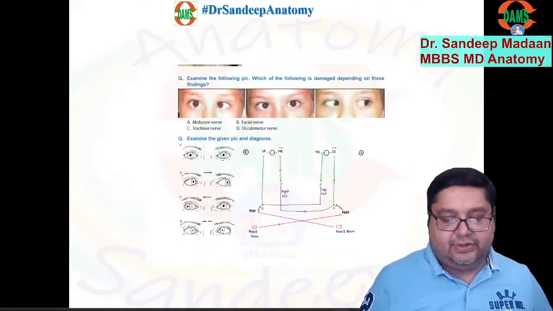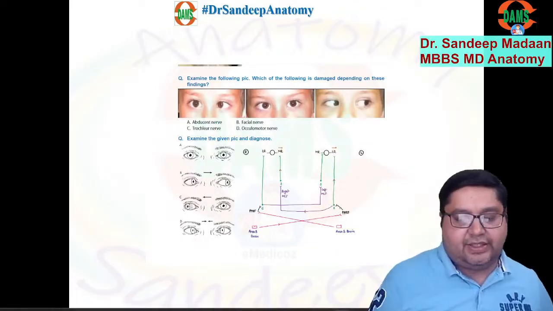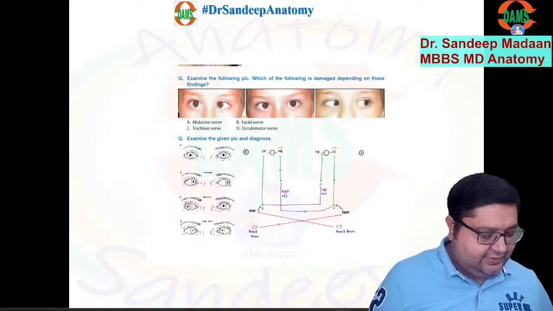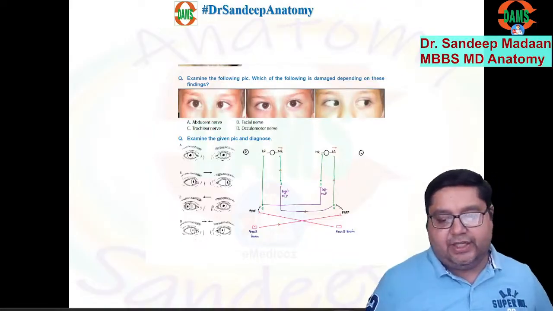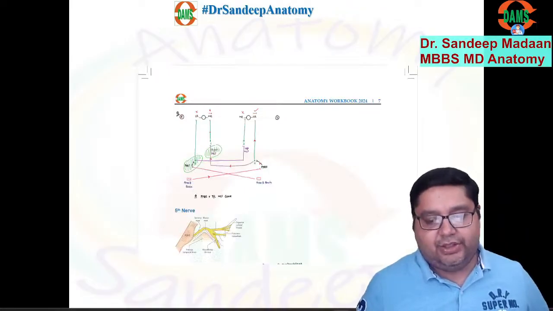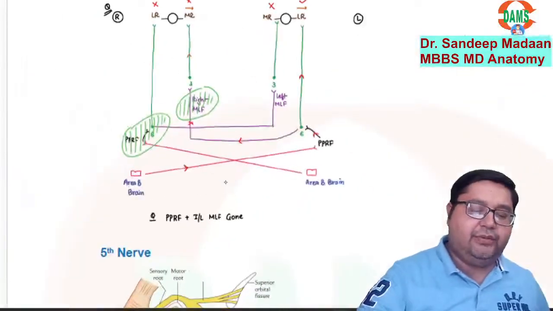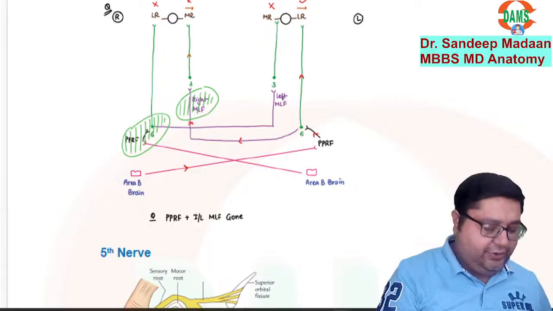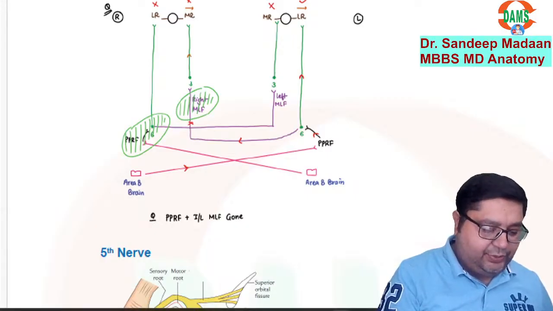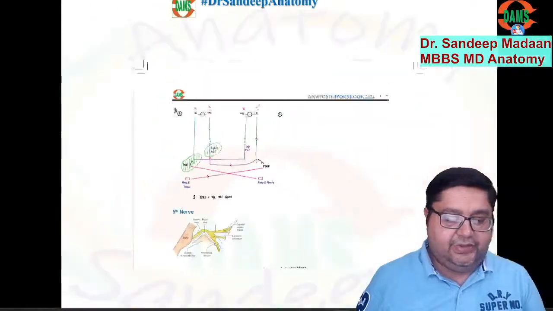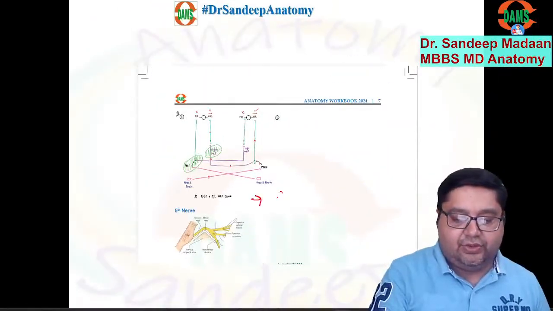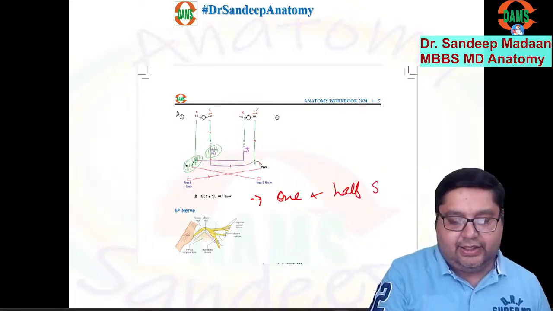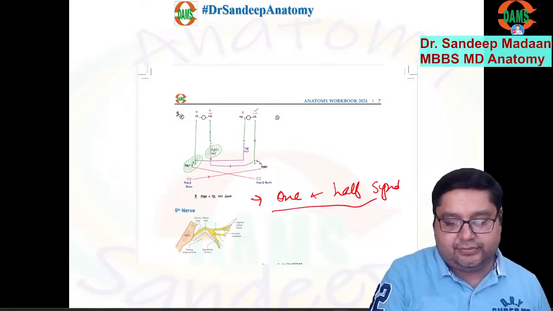Next question. This is just to show you what we discuss in our class. This is again a screenshot from our workbook. When we go beyond it, we always discuss PPRF and ipsilateral MLF gone. Now, can you tell me quickly what will happen if these two are gone together? If these two are gone together, it is called one and a half syndrome.